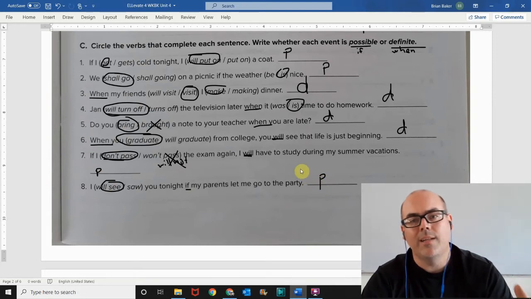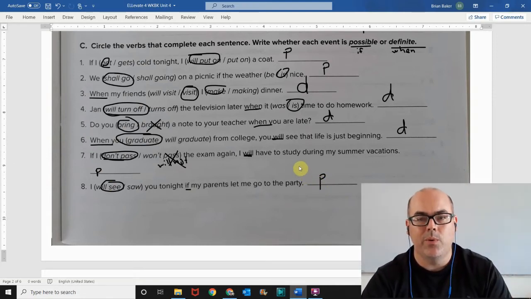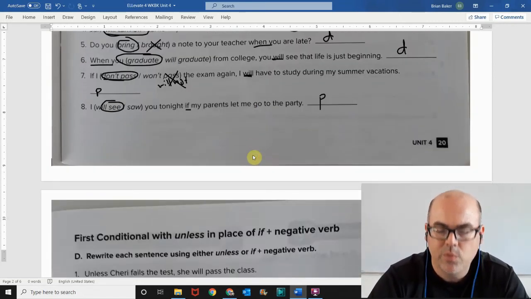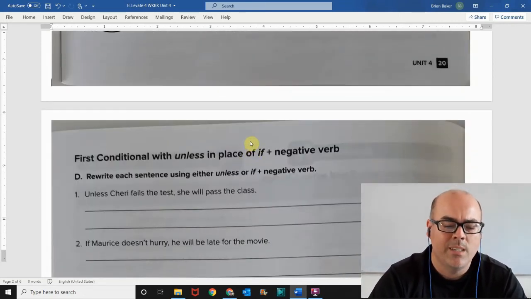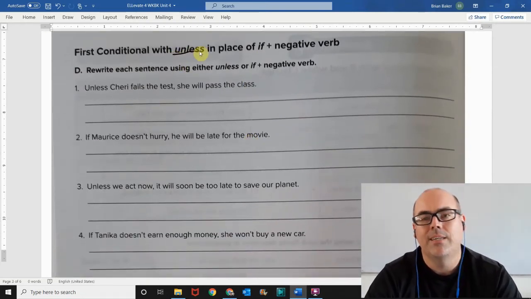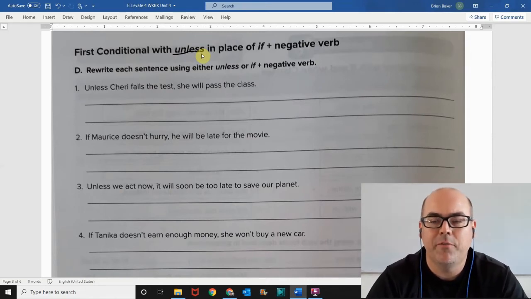All right, so practice reading these sentences to yourself. This will help you understand which verb form to use and which part of the conditional or main clause. Let's continue to page 21. So remember, you can use unless in place of the negative for an if or a conditional statement.